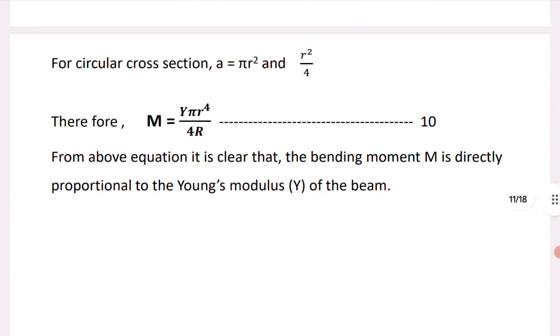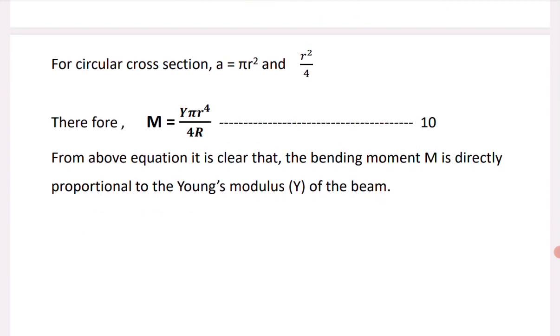So for circular cross section, A is equal to pi r square and k square is equal to r square by 4. So then the bending moment M is equal to Y pi r to the power of 4 by 4R. Let this be equation number 10.